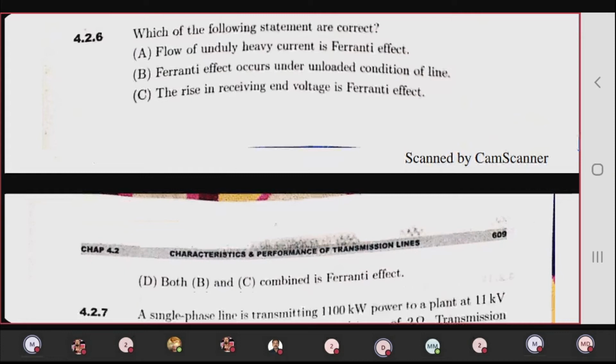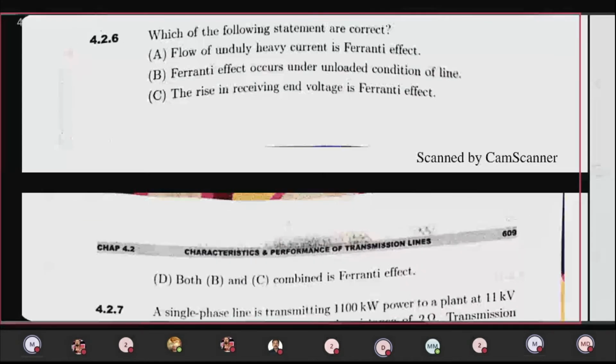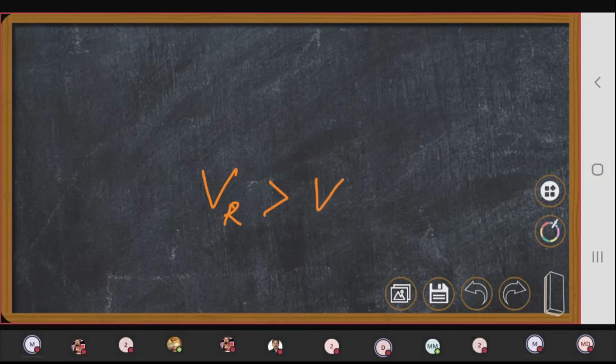Based on the definition of Ferranti effect, Ferranti effect occurs under no load condition due to capacitance of the line. It causes the receiving end voltage to be more than the sending end voltage. VR should be more than the sending end voltage. So this phenomenon is known as Ferranti effect.